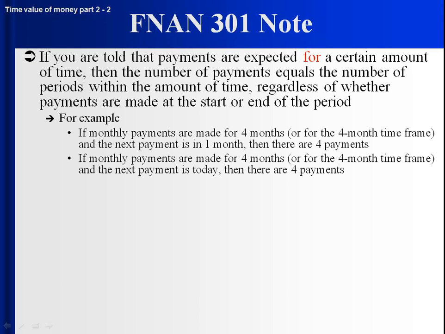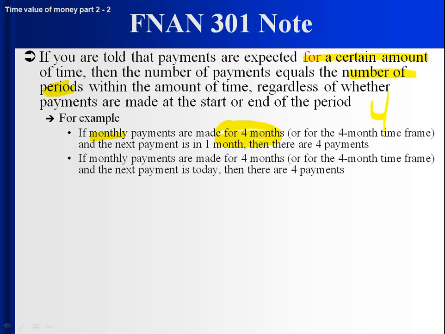If we're told that payments are expected for a certain amount of time, how many payments are there? Then the number of payments is simply the number of periods within that amount of time. It doesn't matter when those payments start. So for example, monthly payments are made for 4 months. For 4 months, monthly payments, you know that there are going to be 4 payments.